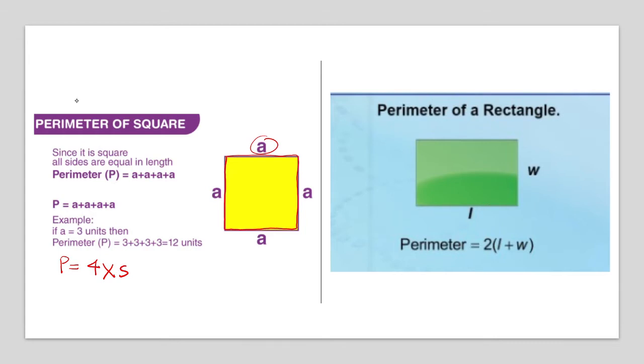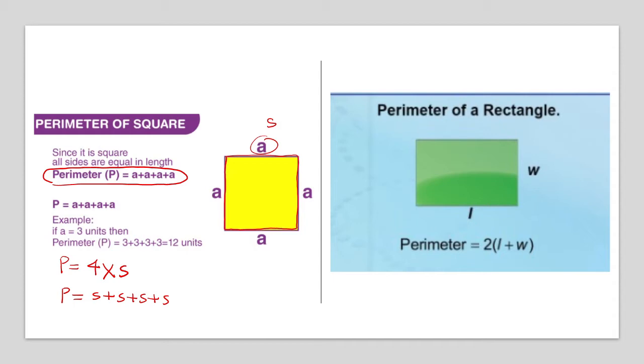Or like in this, you can actually replace A with S. You can say side, right? So you can also have perimeter of a square equals side plus side plus side plus side. That's your formula to find the perimeter of a square.